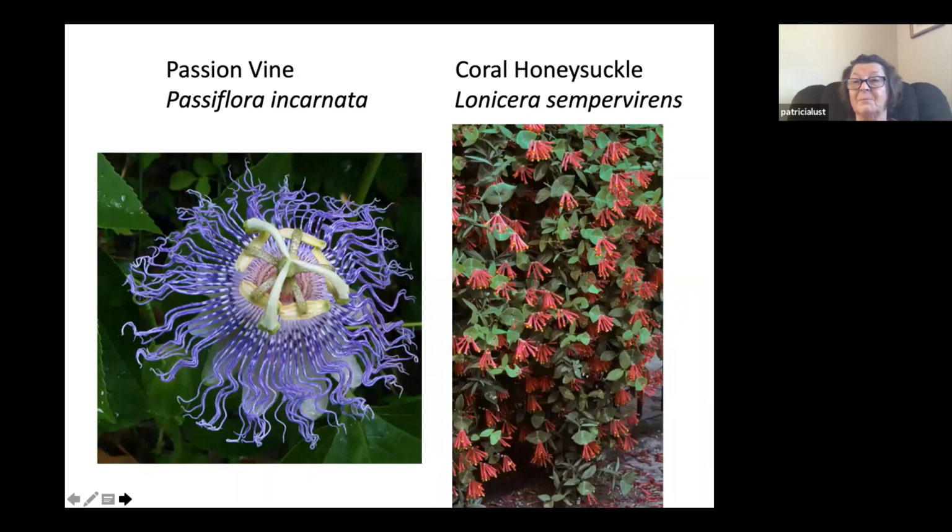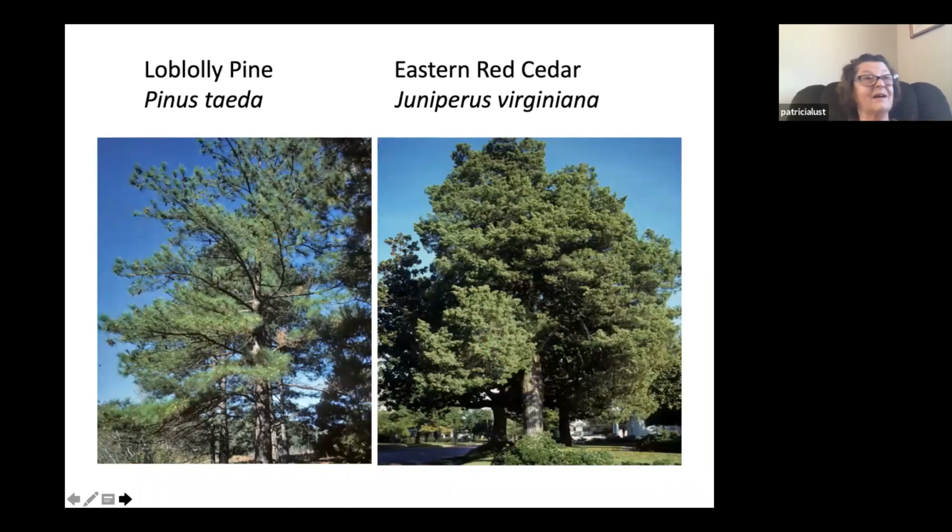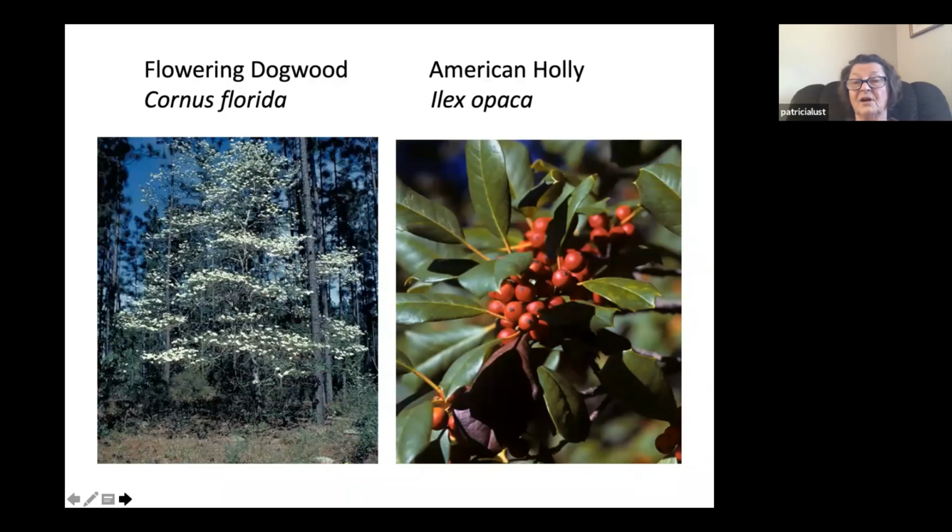And then the vines. I mentioned the coral honeysuckle before, and the passion flower is native here. You can find it growing along the railroad tracks, if you can find any railroad tracks. I'm looking at the clock, so I'm not going to stop and talk about any of these trees, but they are all listed on your handout. So you can go there.